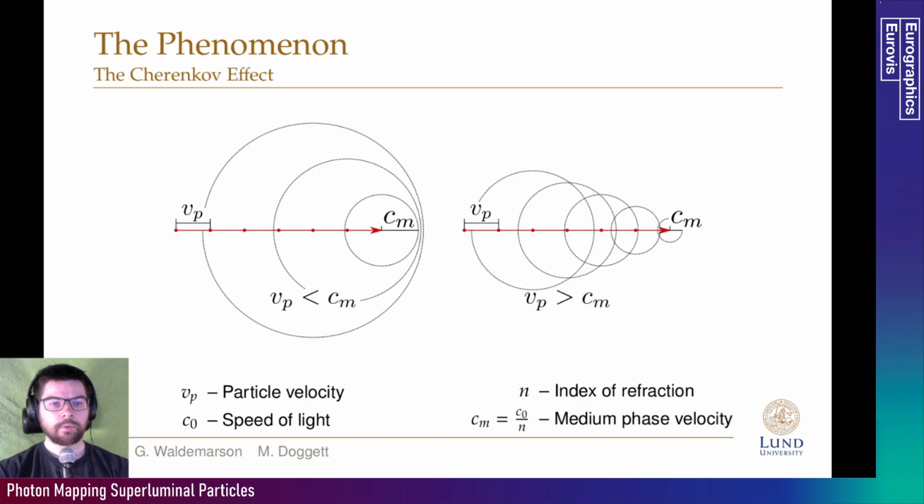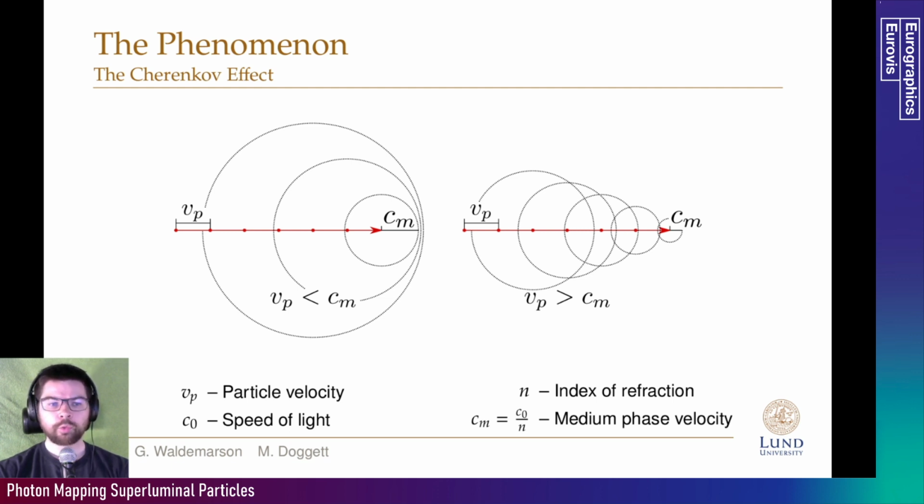Physically though, as a charged particle, such as an electron, moves through a medium, it will interact with atoms of the medium and emit electromagnetic waves as a result. According to Huygens' principle, these waves will travel outwards spherically with the medium phase velocity, or the speed of light inside of that medium, here denoted as c_m. Normally, for a particle traveling with the velocity v_p, the spheres we mentioned earlier will bunch up in the travel direction of the particle, but otherwise they will not cross.